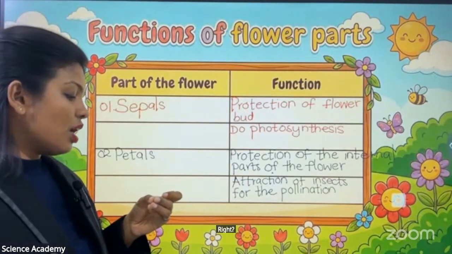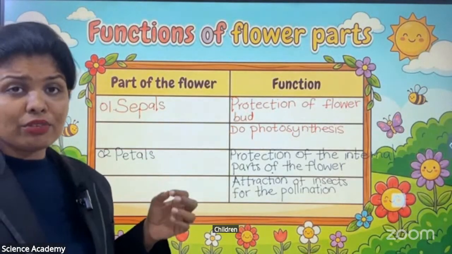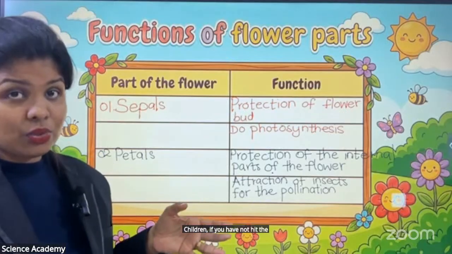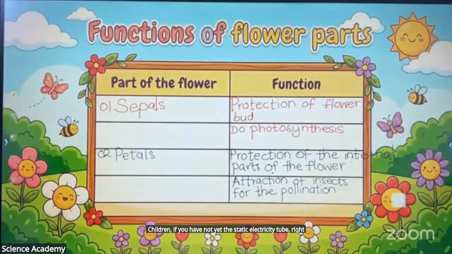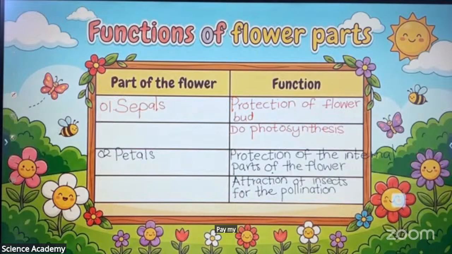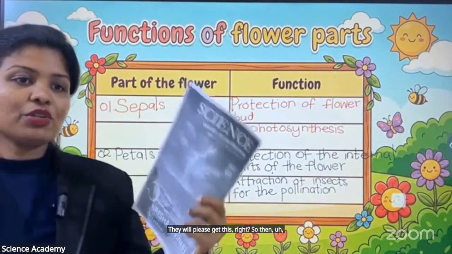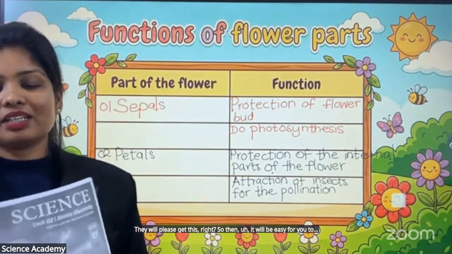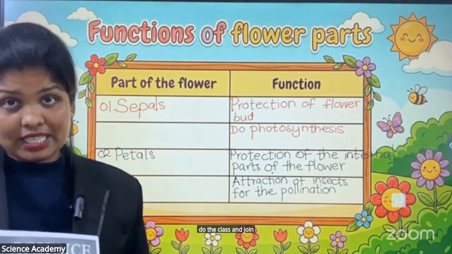So I thought, or we thought, that we had better do an extra session on the 15th of January. So children, if you have not got the static electricity tute, please get it after doing the payment. Then it will be easy for you to join the class on the 15th, right?